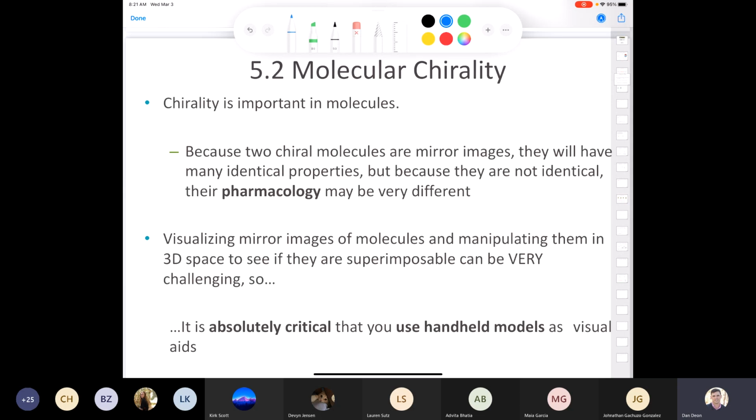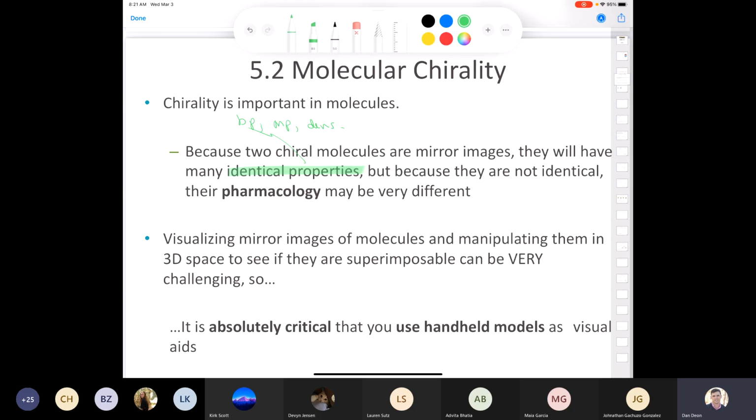Chirality is really important to molecules because it says here that if two chiral molecules are mirror images, they are going to have many properties that are identical. Okay, they're going to have the same boiling points, right? If we go identical properties, they're going to have similar or the same things like boiling point, melting point, density, etc. And the reason why is because those physical properties are a result of the structure of the molecule, okay? So if the structures are the same but just mirror images, the molecules are going to interact with each other in the same way.